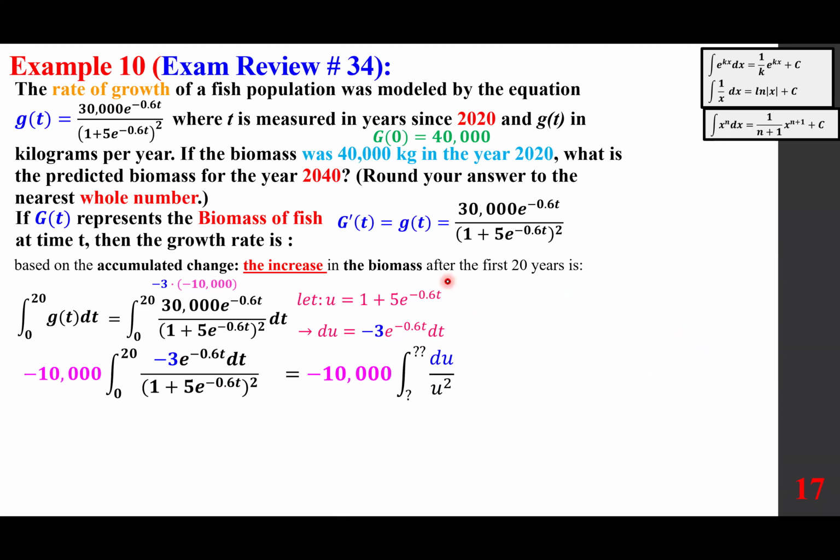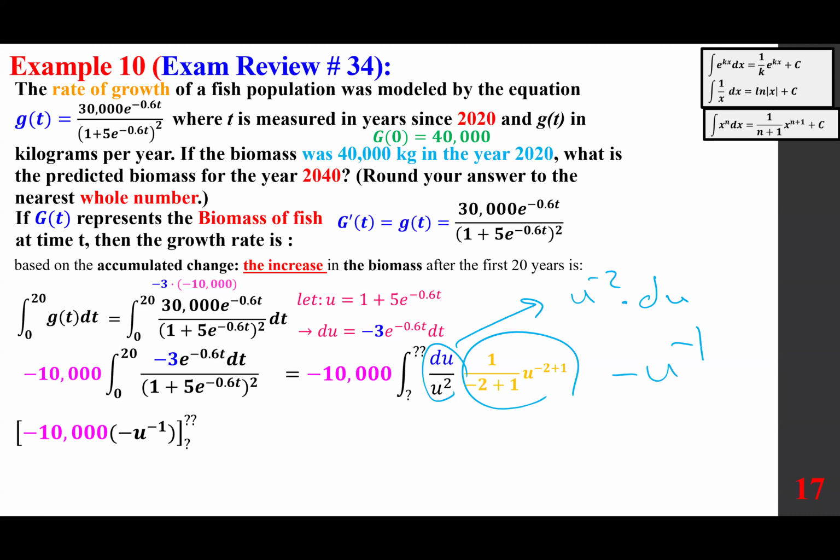We're going to find the new limits. But before we find the new limits, let's remind everybody how we integrate this. We've done this already. So you're looking at the integral of u to the power of −2 du. So 1 over (−2 + 1) times u to the power of (−2 + 1), which is simply −u to the power of −1. So let's put it in this form.